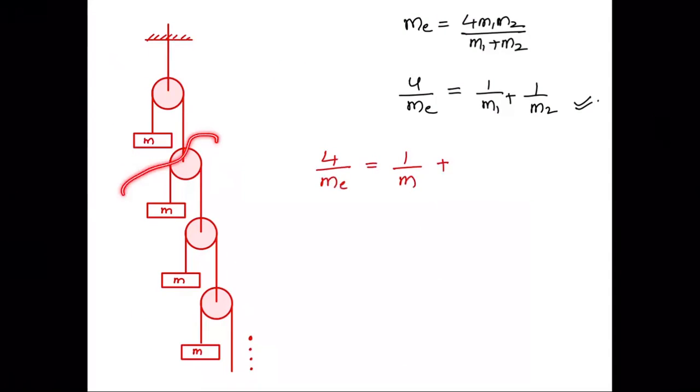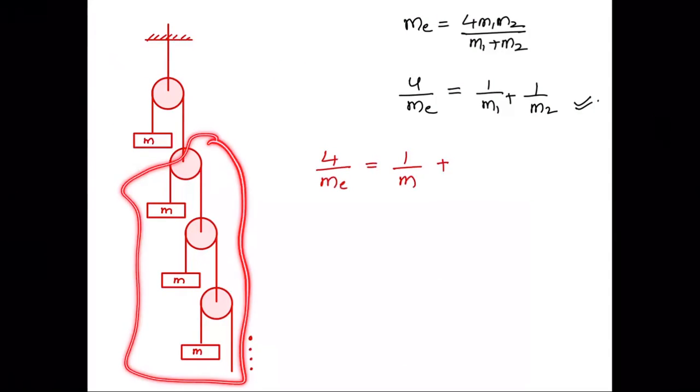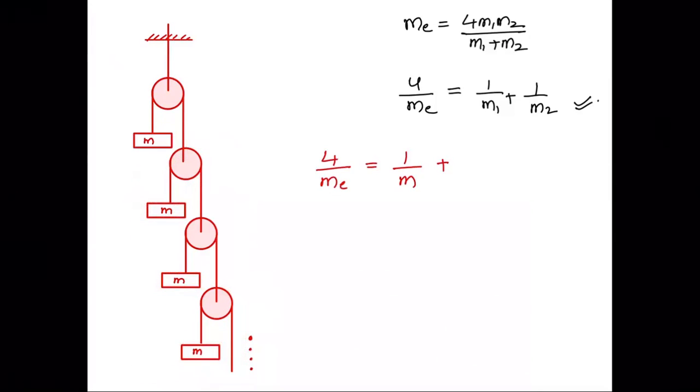What is this particular thing equal to? This is again the same thing. I have infinite pulleys, each connected to a mass of mass m, right? So this m2 is again what m effective itself. So I have 1 by m effective. So from here I get 3 by m effective is equal to 1 by m. M effective is 3. Okay. All right. We have already done this part previously.